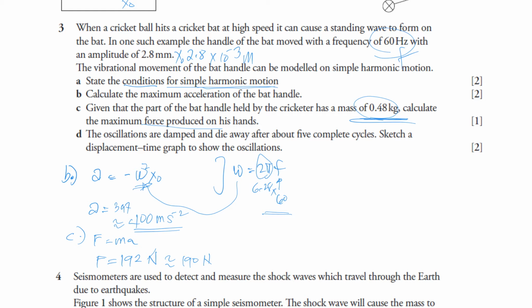Now, the oscillations are damped and die away after about 5 complete cycles. Sketch a displacement time graph to show the oscillations. So we need to sketch only 5 cycles for letter D. If this is your maximum on the other side, displacement, so we can have maximum here, and then it gets slower. 2, 3, 4, 5. So that is a damped oscillation.